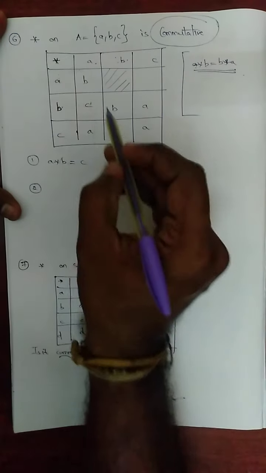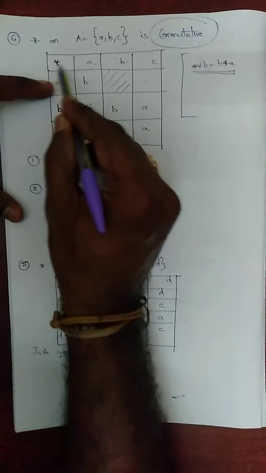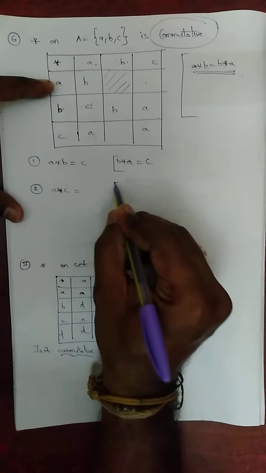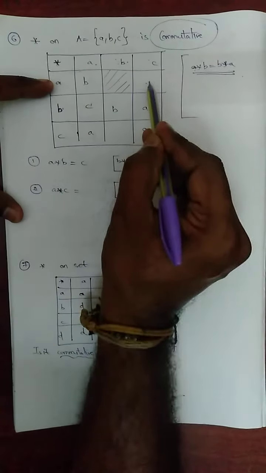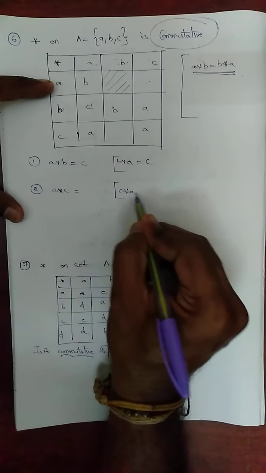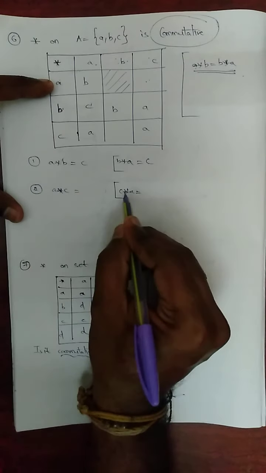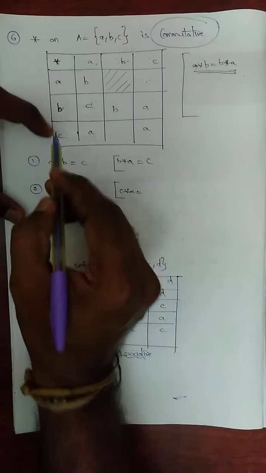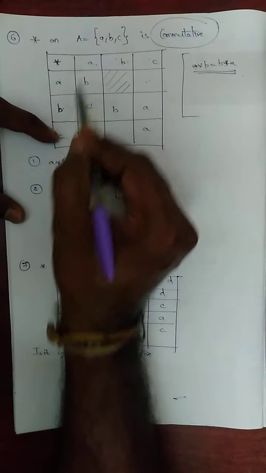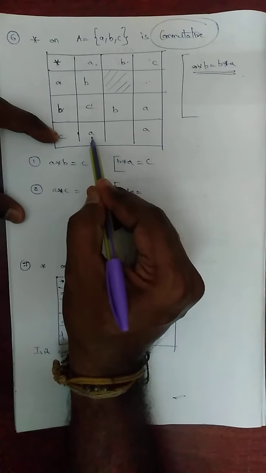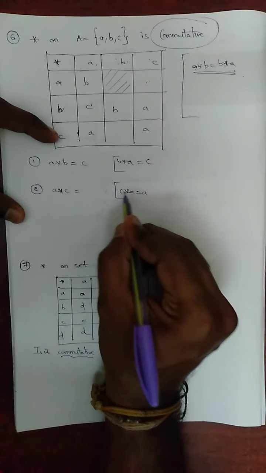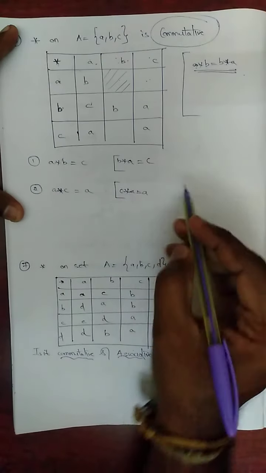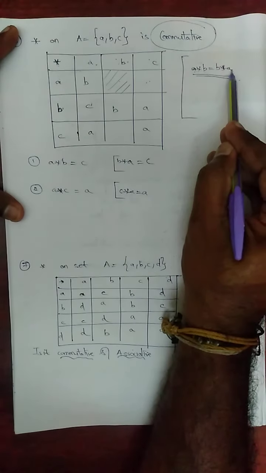Next, second. What do I need to find? I need to find A star C. If I need to find A star C, it is better to first find C star A, because A star C is equal to C star A by commutativity. What is C star A? C star A is nothing but A. If C star A is A, then A star C is also A, because you know commutative: A star B is equal to B star A. Both will be equal, no?